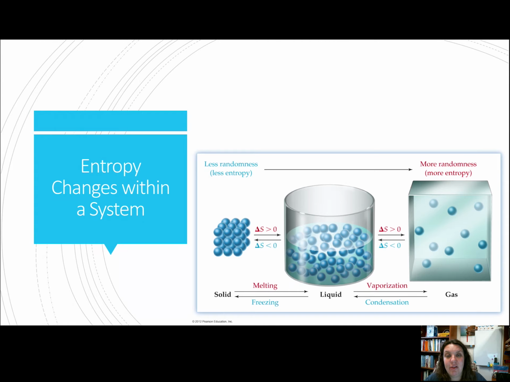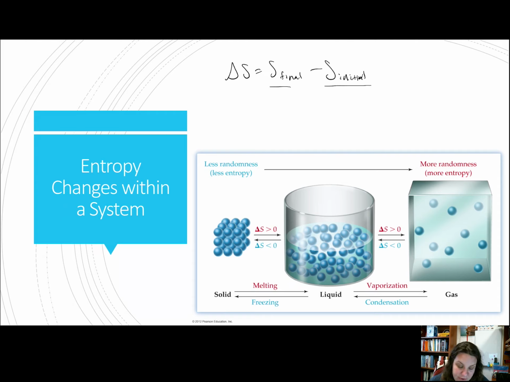Okay, so let's look at changes in entropy within a system. If we're talking about entropy, we're talking about delta S is equal to S final minus S initial. So a little bit different than what we see with delta H, where delta H is H final minus H initial. These values have no delta associated with them. And when we're talking about changes of entropy within a system, we're talking about changes in randomness. More randomness, more entropy. Less randomness, less entropy.